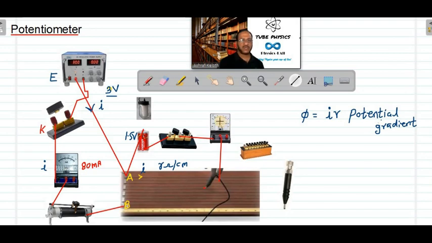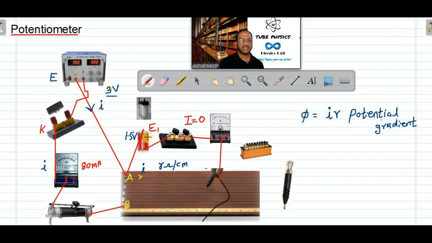Correct? Yes, if the galvanometer shows zero deflection, it means no current flows in this circuit. Galvanometer shows zero deflection means in this circuit there is no current, I equal to 0. If current I is equal to 0, then the potential difference available between these two terminals of the cell will be equal to what? EMF.